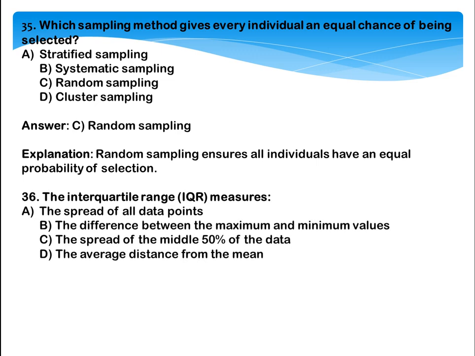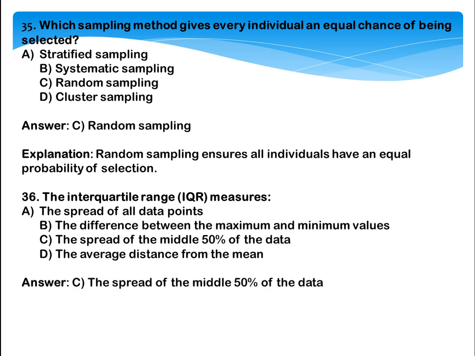36. The interquartile range, IQR, measures A. The spread of all data points. B. The difference between the maximum and minimum values. C. The spread of the middle 50% of the data. D. The average distance from the mean.